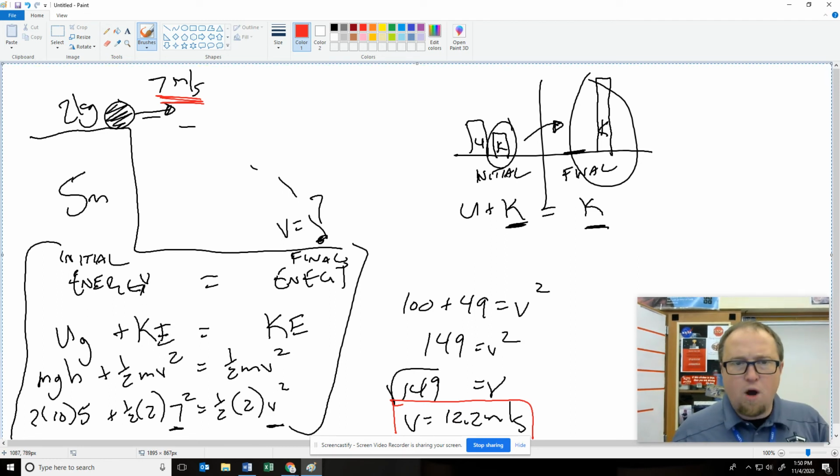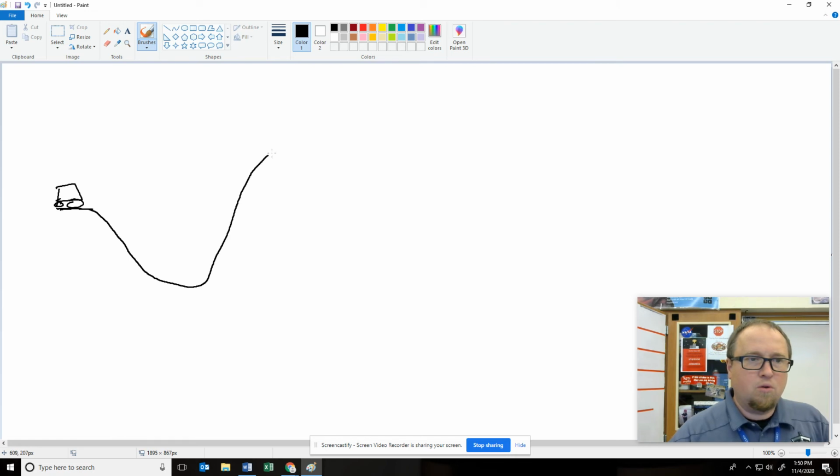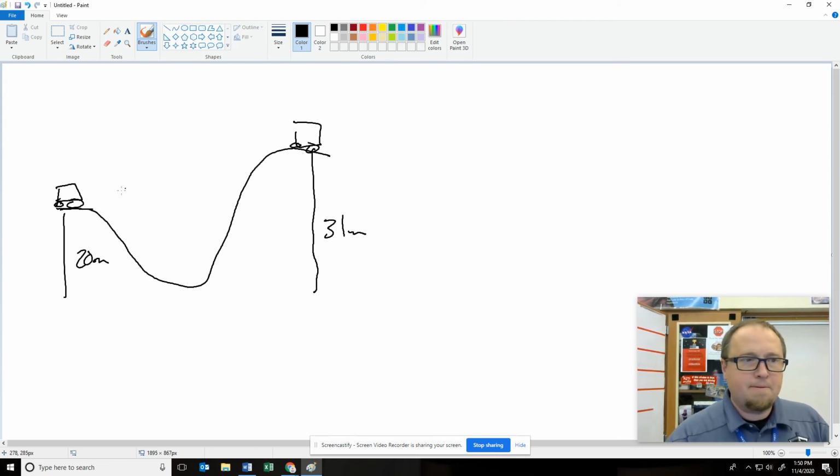I want to do one more, not because I want to just have you do a whole bunch of work, but because this one gets people. So I've got a roller coaster, and then it comes here. So this is at 20 meters, and this is at 31 meters. Okay. And let's say when it was here, it was going 20 meters per second. And the question is, how fast is it going at the top? And they don't give you the mass.